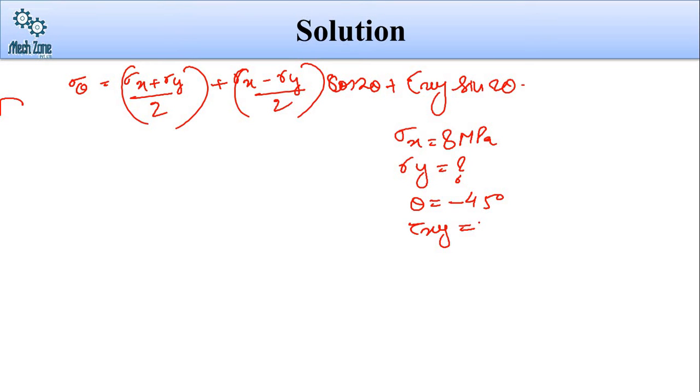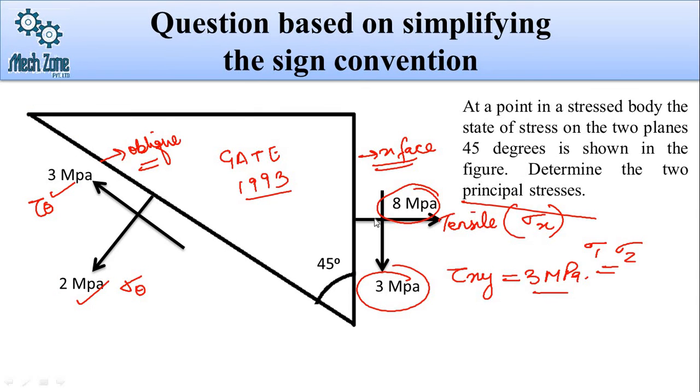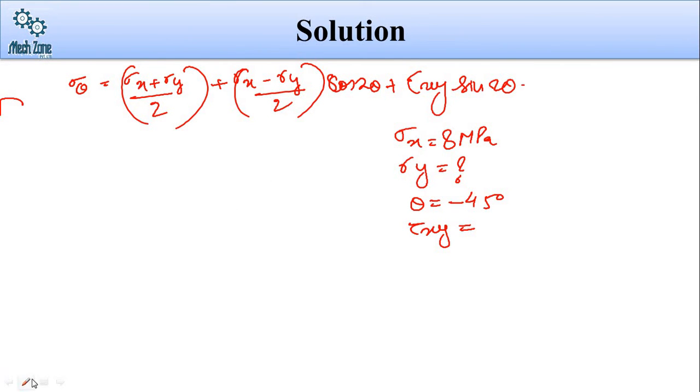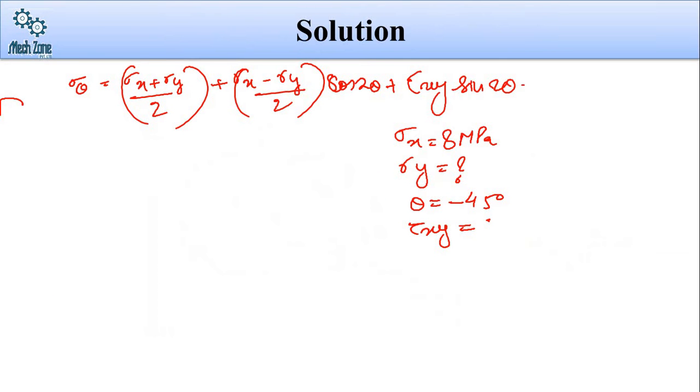Now when the tau xy is in the clockwise direction, shear stress on the x phase is given in the clockwise direction. It will rotate this phase in the clockwise direction, so we will consider it as positive. This is also a sign convention that we will be using here. So this would be a positive value, and its value would be how much? Yes, 3 megapascal. So we are going to take it as plus 3 megapascals. So by using all these things, and sigma theta has been given as 2 megapascal.